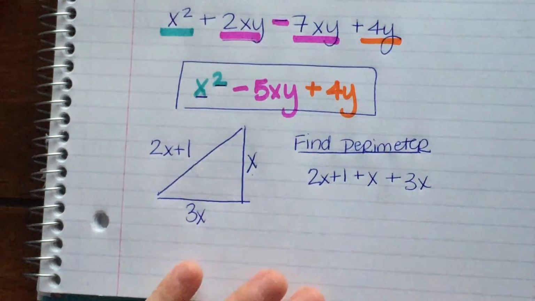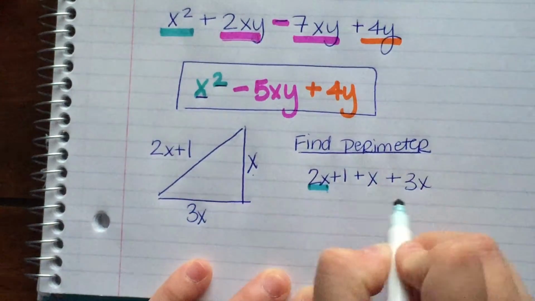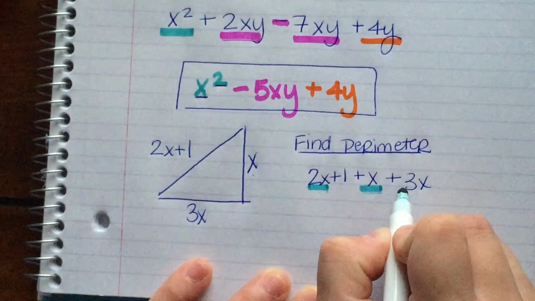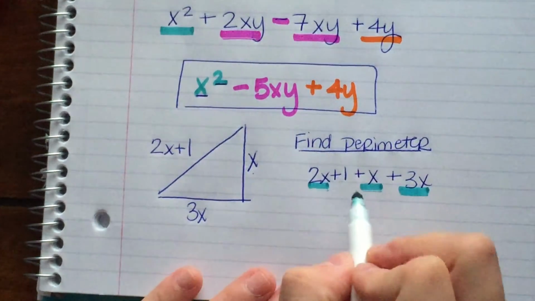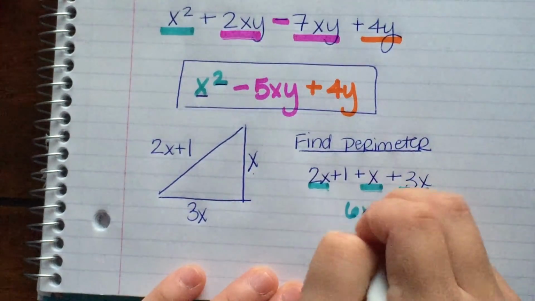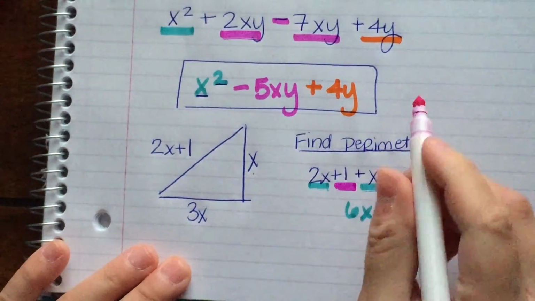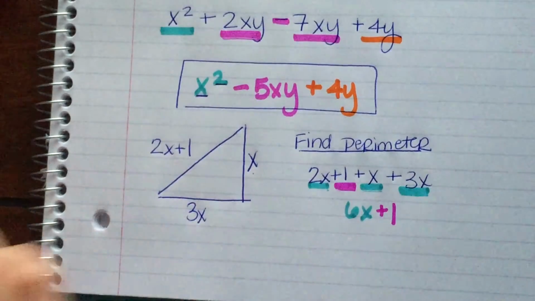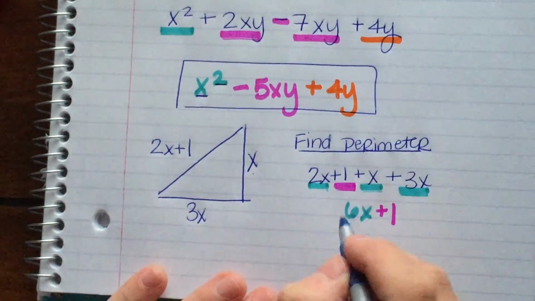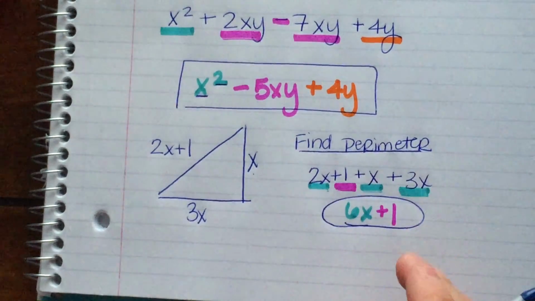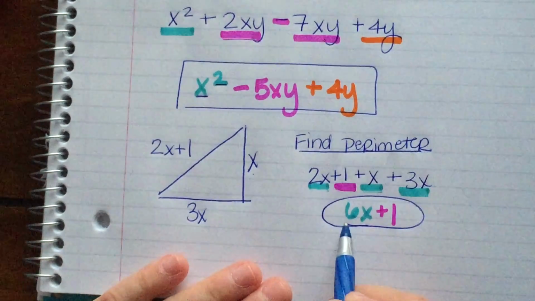Now we have to combine like terms. So 2x plus x plus 3x equals 6x, and then we have 1 by itself. Until we know what x is, we cannot solve for a number. This is as far as we go.